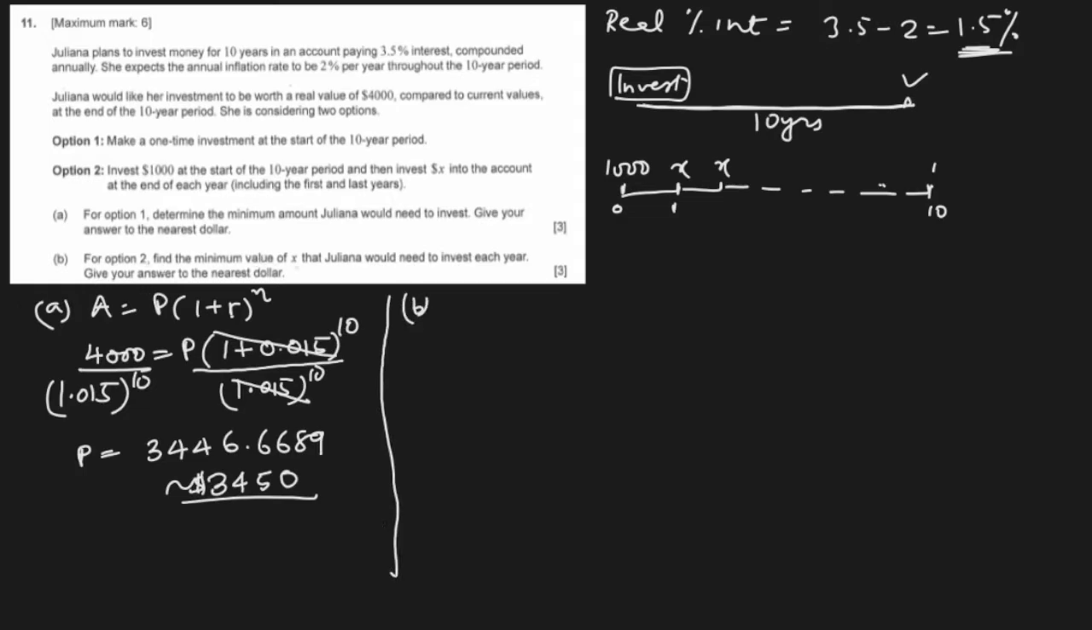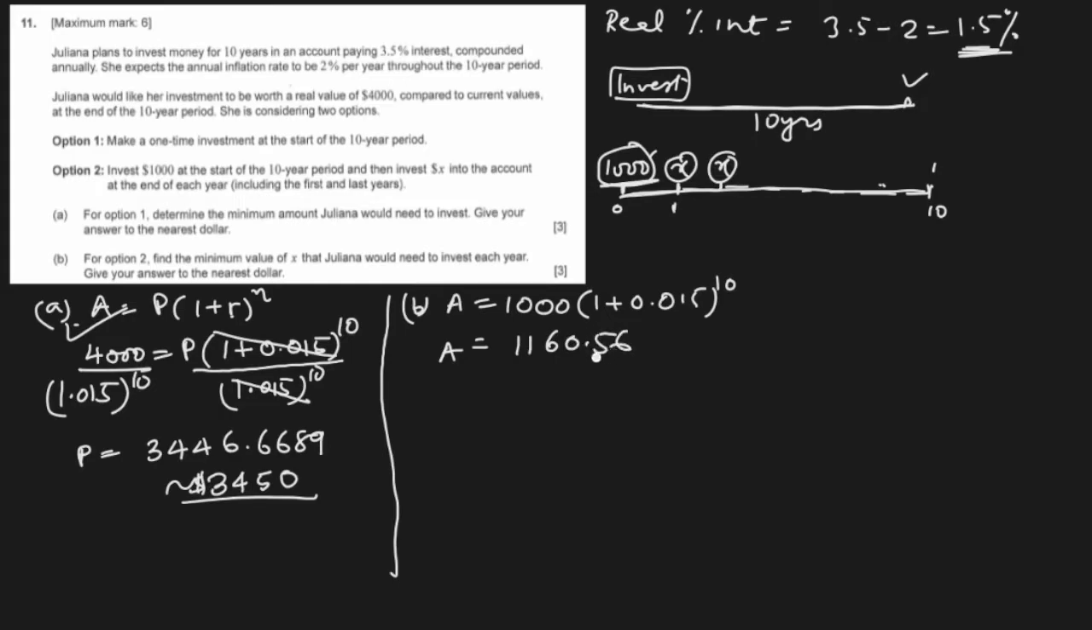Option 2, find the minimum value of X that Juliana would need to invest each year. All right. So first, this 1,000 has nothing to do with these X's. So let's talk about this 1,000 only, because it is there for the whole 10 years. That means it will be just like the one we did in part A. But here we will find A because our P is 1,000 at the start of the investment. So 1 plus 0.015 to the power 10. For the full 10 years we get interest on this, and the amount comes out to be 1160.56. This is what it will become after 10 years.